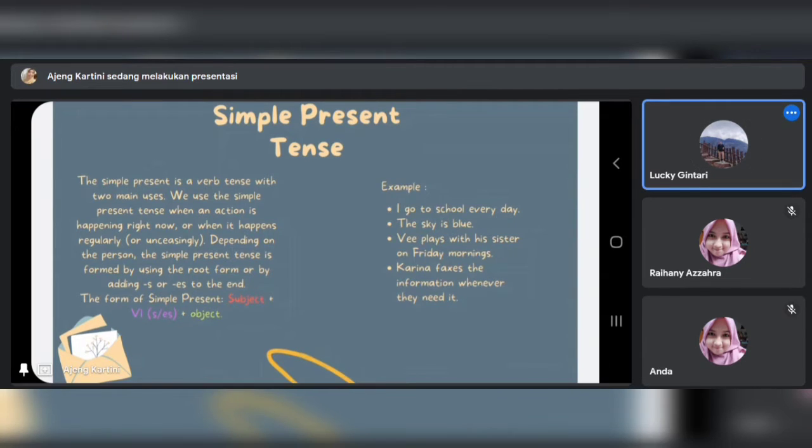However, you change the simple present verb when the subject is he, she, or it by adding an s. Look at the example. He plays with his sister on Friday mornings. Plays is a simple present verb, it needs an s. Exceptions to this rule are when a verb ends in s, x, sh, or ch. In these cases, we need to add es, just like in this sentence: Karina faxed the information whenever they need it.